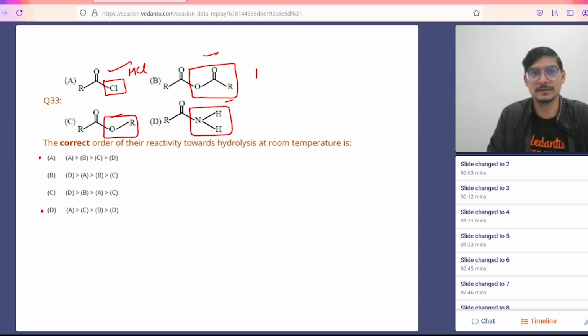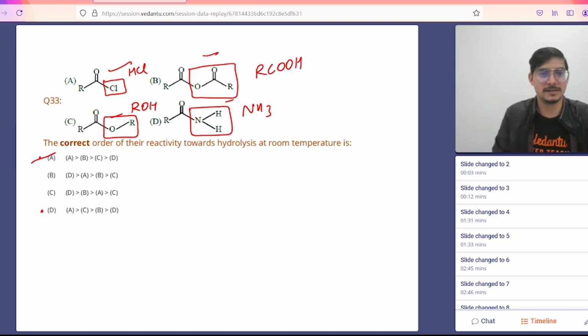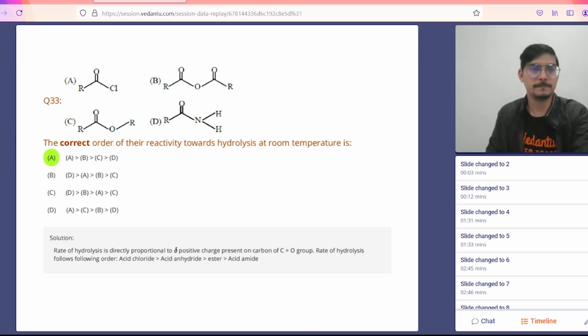Now, after HCl, the number comes for carboxylic acid, right? Carboxylic acid is the second strongest acid here, followed by alcohol and then ammonia. All right. So the best leaving ability is by A, then by carboxylate, B, then by C, alkoxide, and then by D, amide ion. So the correct answer is option A.